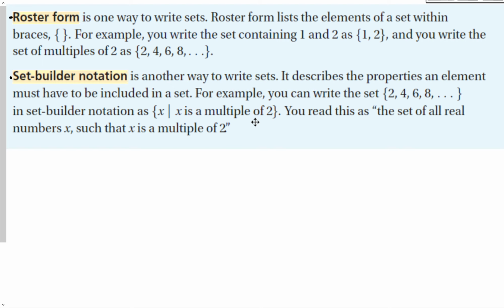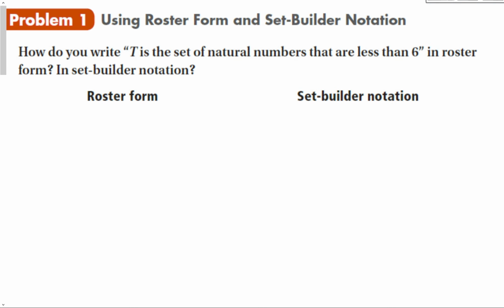So roster form is a little simpler. It just lists it, right? Think of the roster of a team or whatever. You just write down everybody that's on the team. Write down every number in the set, or use an ellipsis to tell us which way the set goes. For set builder notation, we have to describe the elements of something that could put us in that set.